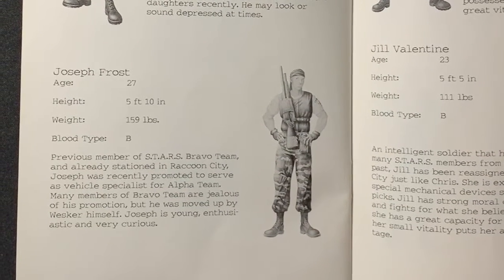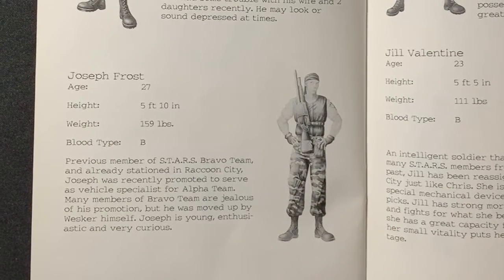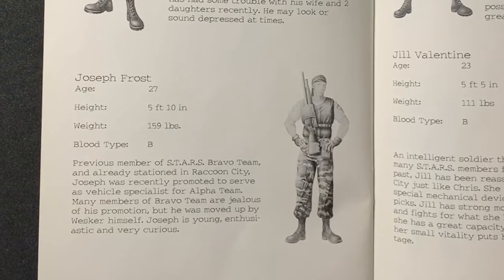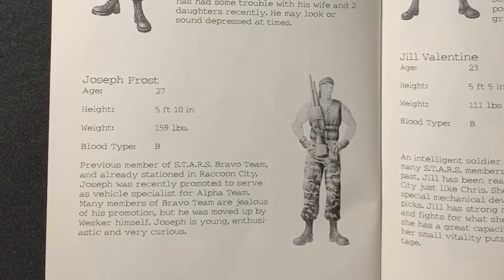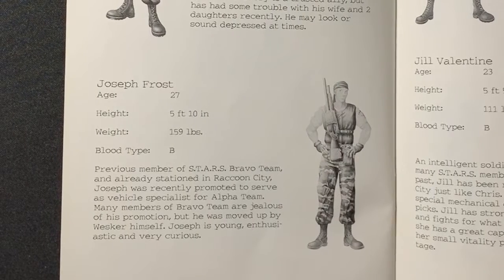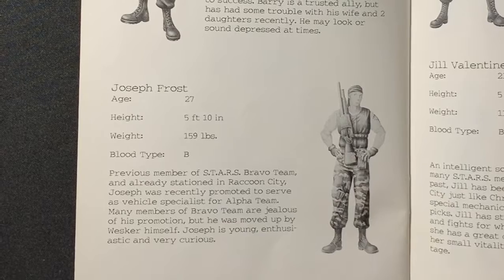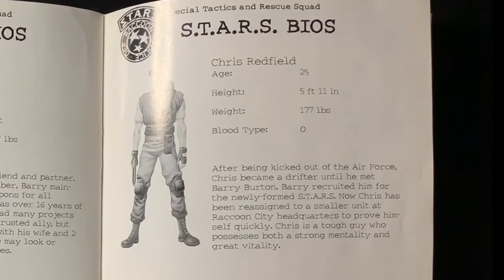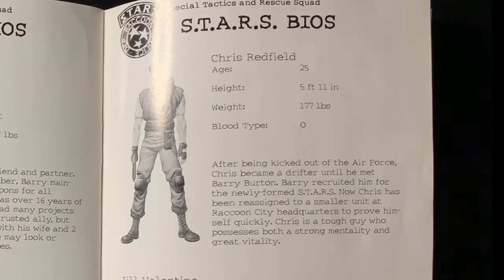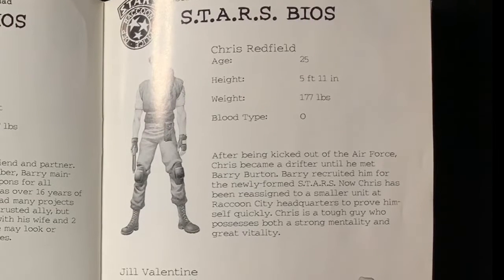Joseph Frost, who we don't really get to see much, is the vehicle specialist for the Alpha team. He's age 27, 5 feet 10 inches, 159 pounds, and blood type is B. Joseph is young, enthusiastic, and very curious. Chris Redfield, who's 25, 5 feet 11 inches, 177 pounds, and blood type is O.